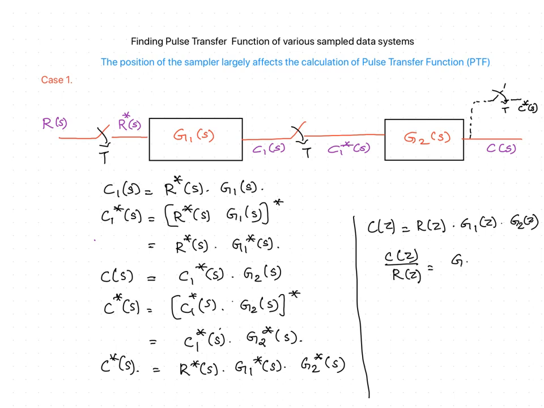The pulse transfer function is G1Z into G2Z. So this is nothing but Z transform of G1 of S into Z transform of G2 of S. We have to find the Z transform of both these blocks, that is G1 of S and G2 of S separately and then multiply in this case. This is because we have a sampler in between the blocks. Now we move to the next condition or the next case.